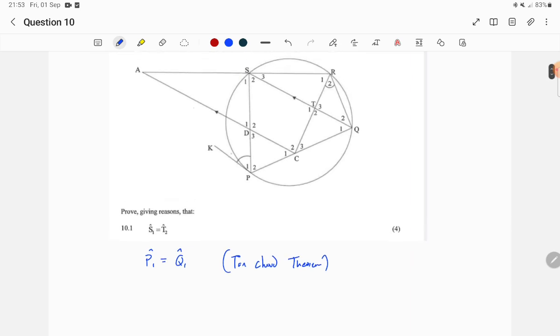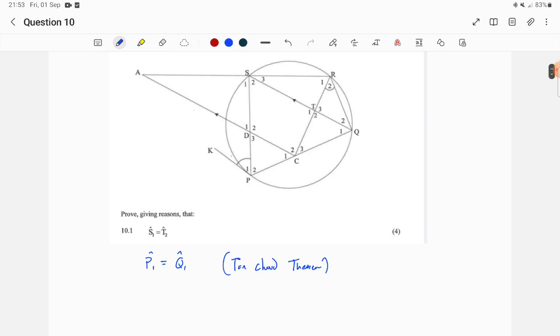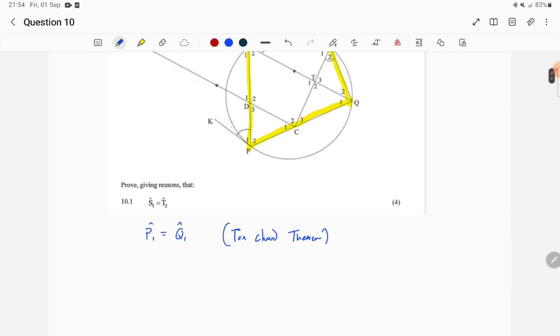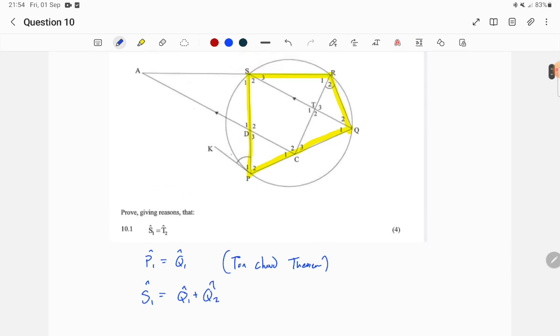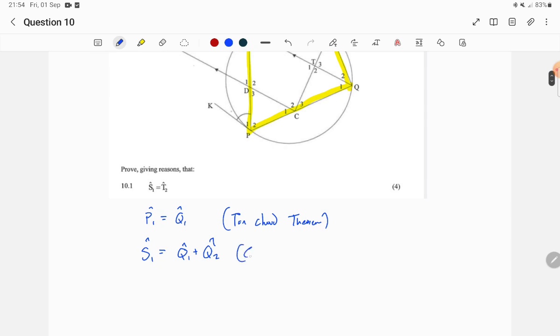And thereafter, what we can also say is that S1 is equal to Q1 plus Q2, and the reason for that is the exterior angle of a cyclic quad. So if you look at the quad here, it's somewhat of a kite, but it's a cyclic quad in this instance. Therefore S1 is equal to Q1 plus Q2. So we're slowly getting closer and closer to T2.